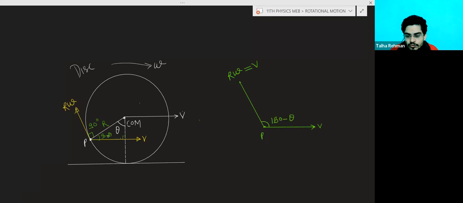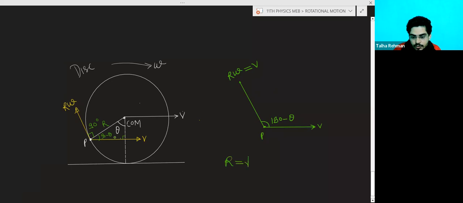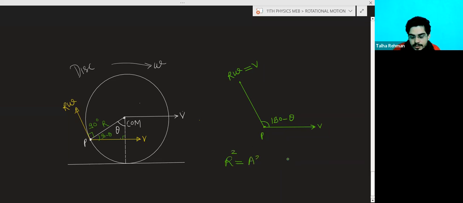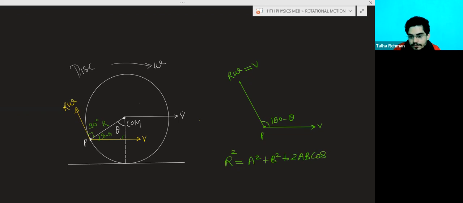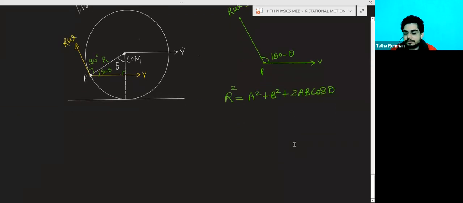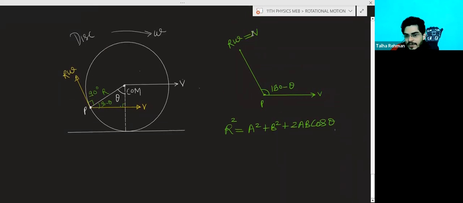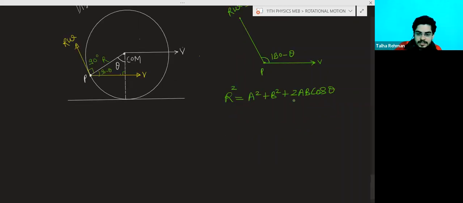Now two vectors are there. For the resultant of the two vectors we have the formula: R square is equal to A square plus B square plus 2AB cos theta, where theta is the angle between the two vectors. Now this vector is v, this vector is also v, both acting at 180 minus theta degrees. Now we will find the resultant.